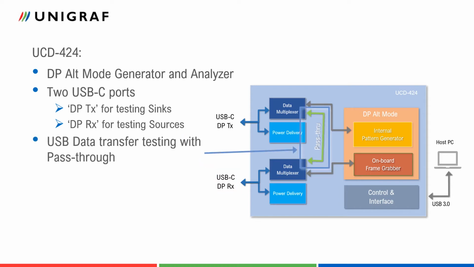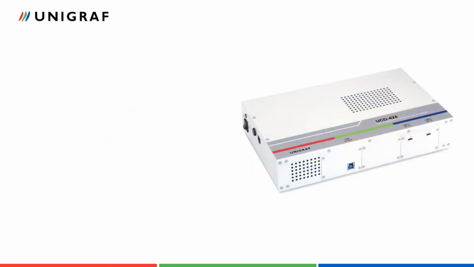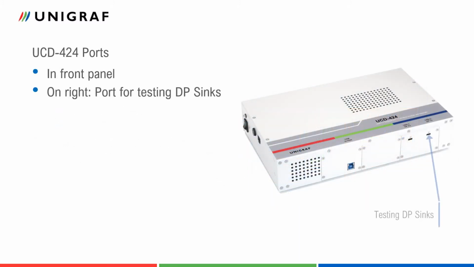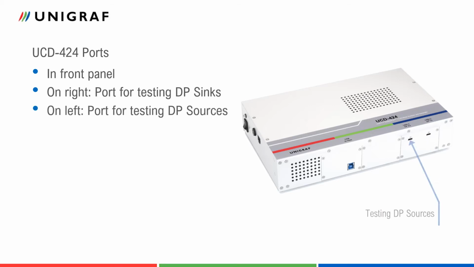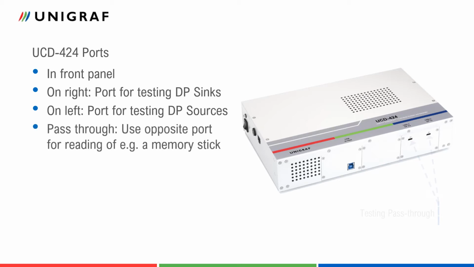USB high-speed data can be tested with pass-through from one connection to the other. The two test ports can be found on the front panel of UCD-424. The one on the right is DPTX for testing DP syncs, and the one on the left is DPRX for testing DP sources. To test USB high-speed data in pass-through, please connect a memory stick to the opposite port for data reading and writing.